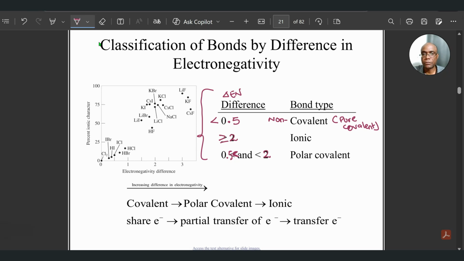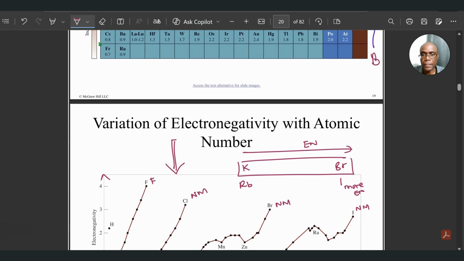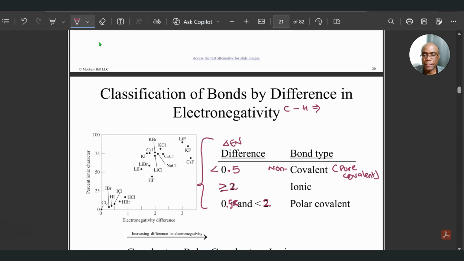Okay, so let's do an example. CH. We are going to refer to a Pauling scale table, which I said you should print if you're taking this online and have it with you. Carbon has a Pauling scale value of 2.6. Hydrogen is 2.2. So let's see the difference in electronegativity between C and H. It will be 2.6 minus 2.2, which gives 0.4. 0.4 is definitely less than 0.5, which means this bond is non-polar covalent.